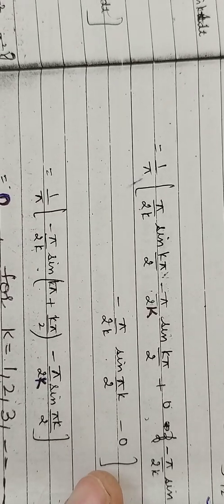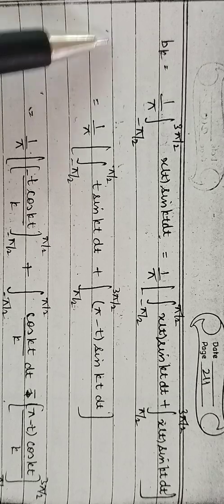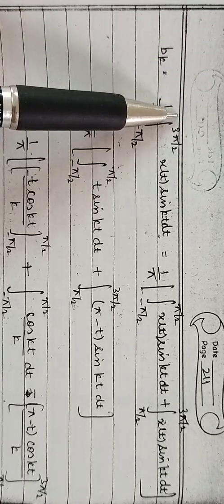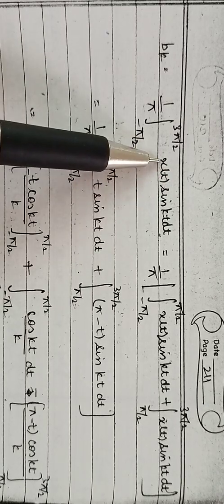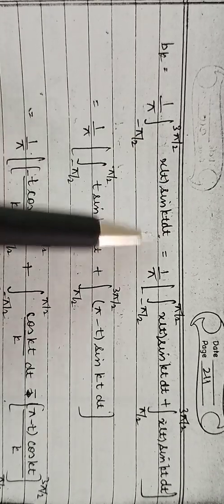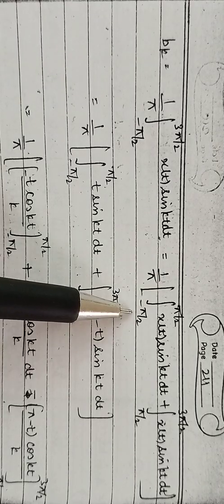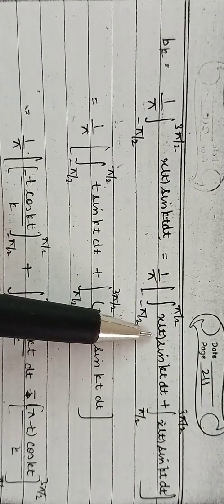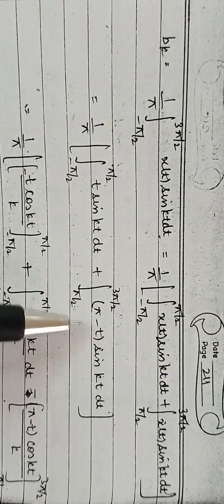Now let us find the next Fourier coefficient, which is bk. By definition, bk is given by 1 upon pi times the integral from minus pi by 2 to 3 pi by 2 of x into sin kt. Now by using the definition of function x, which is given in the problem, we get 1 upon pi times the integral from minus pi by 2 to pi by 2, where the value of function x is t, and over the next interval, the value of function x is pi minus t.